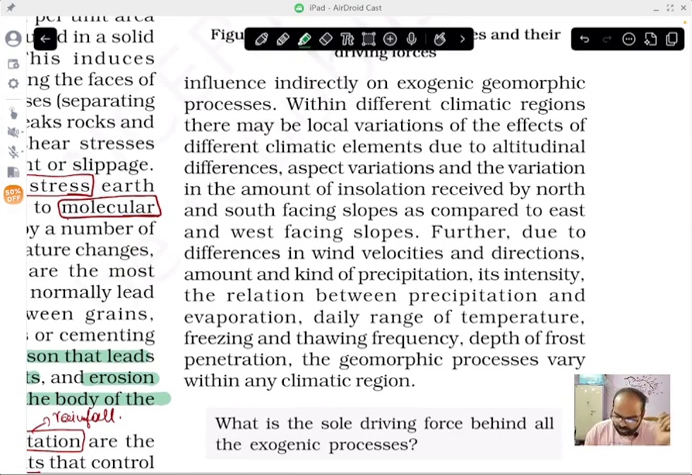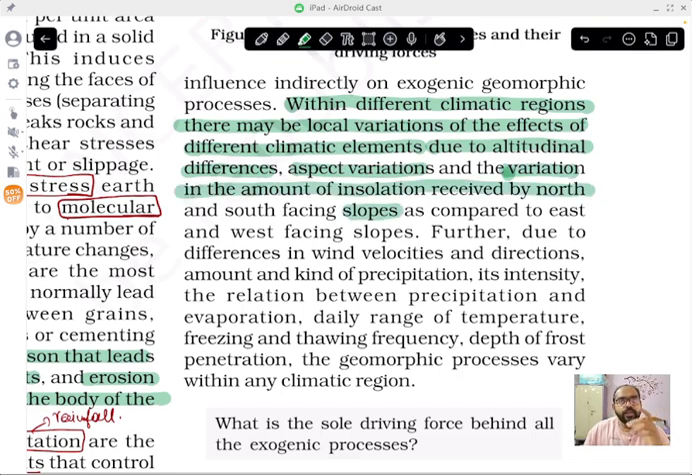Even within these different climatic zones, that is within different climatic regions, there may be local variations of the effects of the different climatic elements due to altitudinal difference, aspect variations, and variation in the amount of insolation received by the slopes. Even within the same climatic region, the rate of operation of these exogenic processes varies because of the relief features. Some are very high, some are very low, some have steep slope, some have gentle slope.